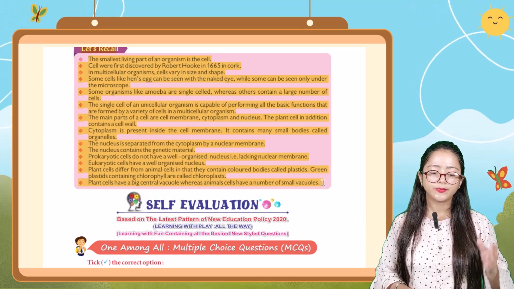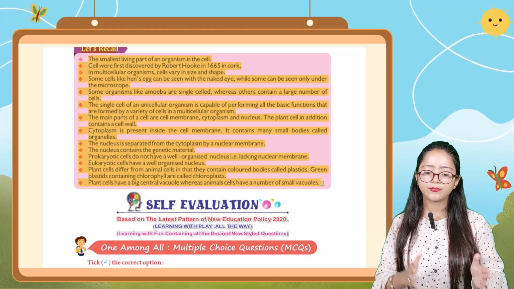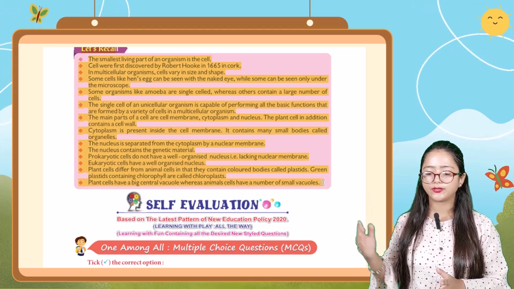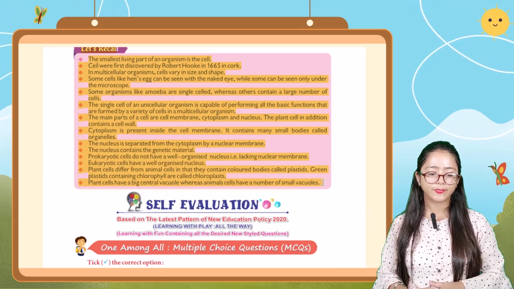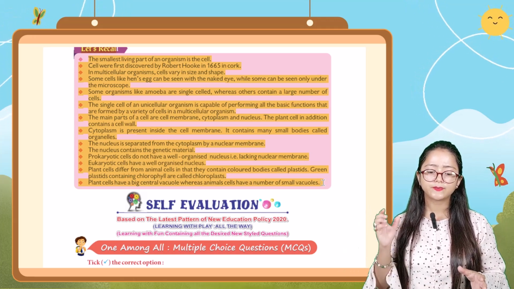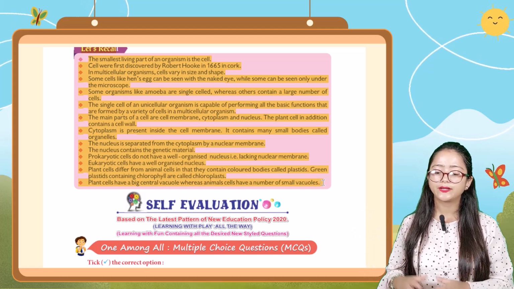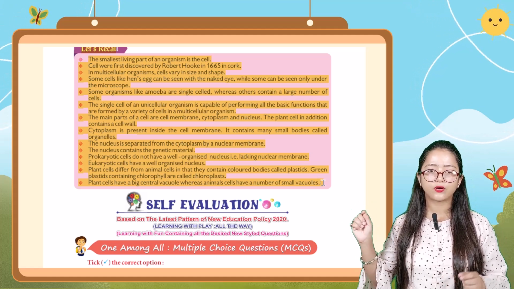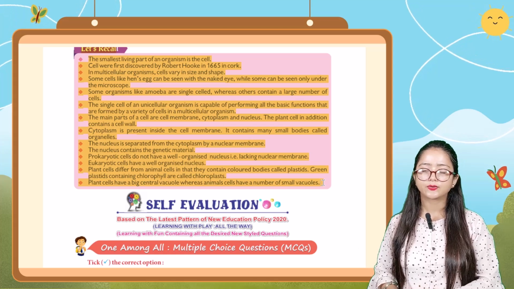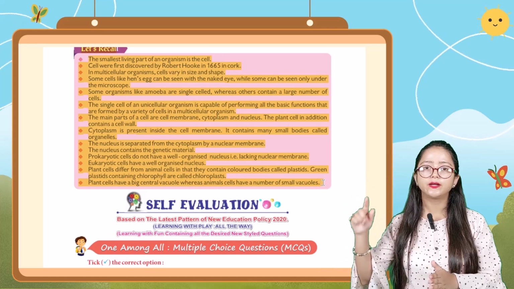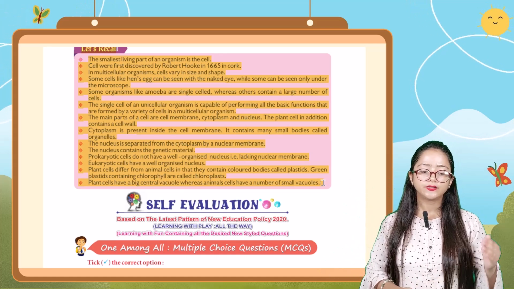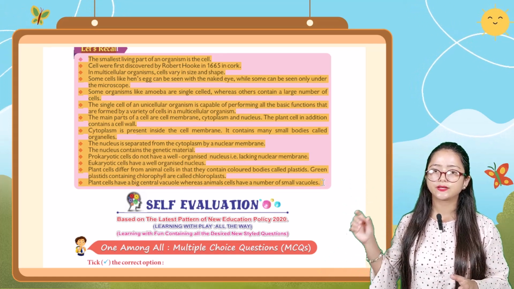Next one, the main parts of a cell are cell membrane, cytoplasm and nucleus. The plant cell in addition contains a cell wall. Next one, cytoplasm is present inside the cell membrane. It contains small bodies called organelles. Next one, the nucleus is separated from the cytoplasm by a nuclear membrane. Next one, the nucleus contains the genetic material.